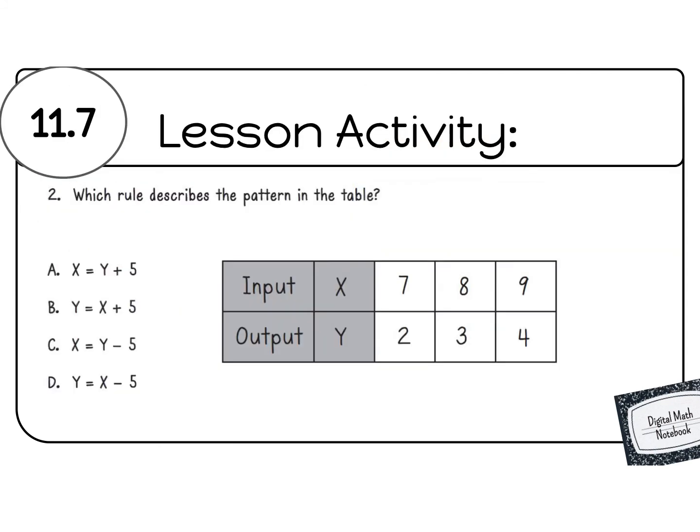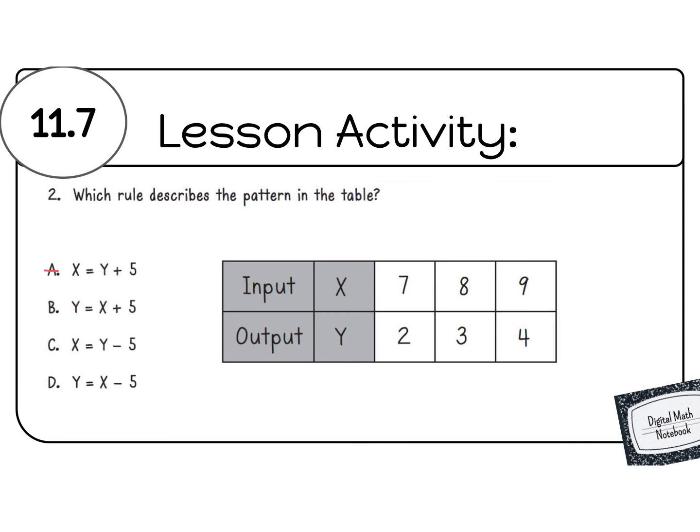All right, friends, time for the lesson activity. In the lesson activity, we are asked which rule describes the pattern. We have an input of X and an output of Y. Let's look at our pattern to see what's happening. It looks like our pattern is decreasing. We're going from 7 down to 2, from 8 down to 3, from 9 down to 4. So we're going to be decreasing.